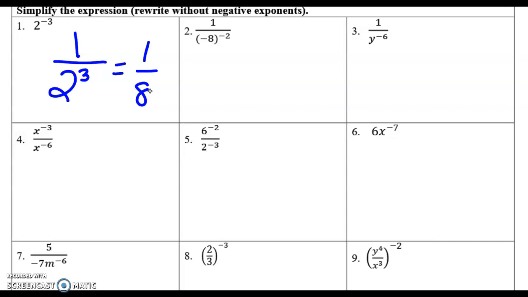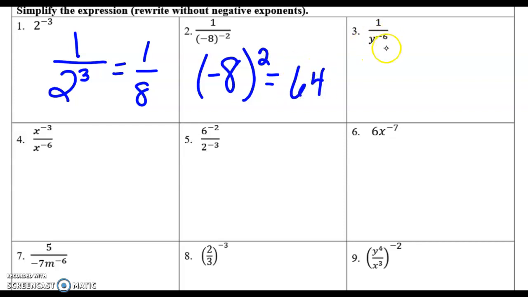This one has a negative exponent. It has nothing to do with the base sign. It's the exponent that we are concerned with. The negative exponent moves it up to the top. Nothing's in the denominator now, and -8 squared is 64.